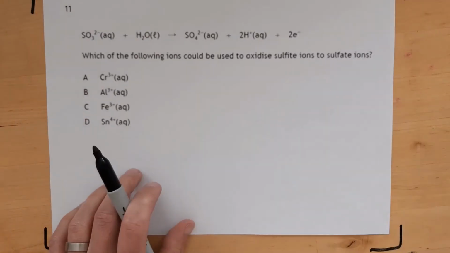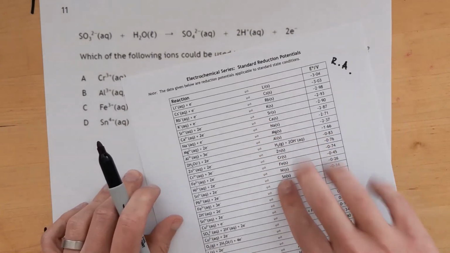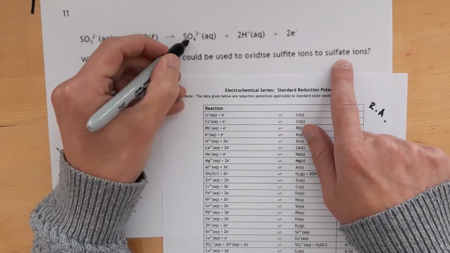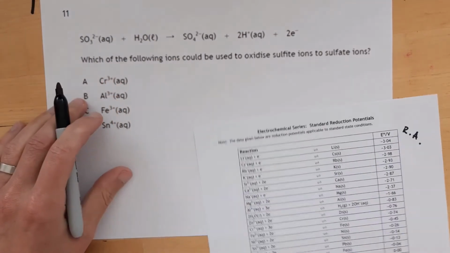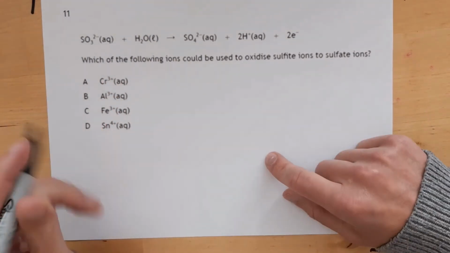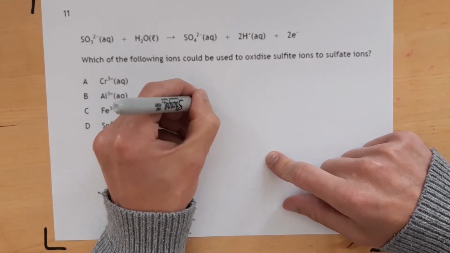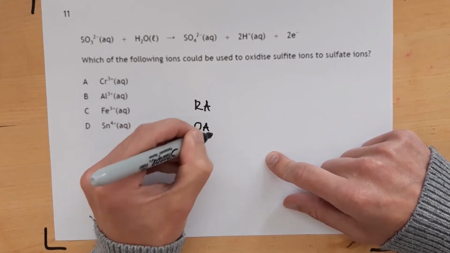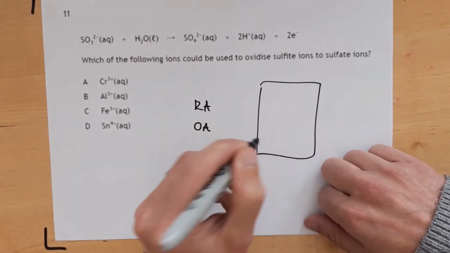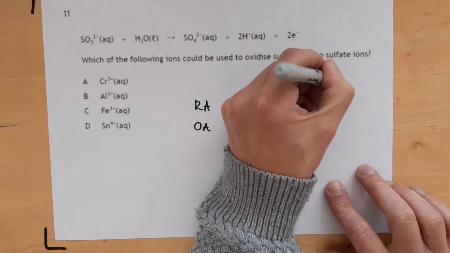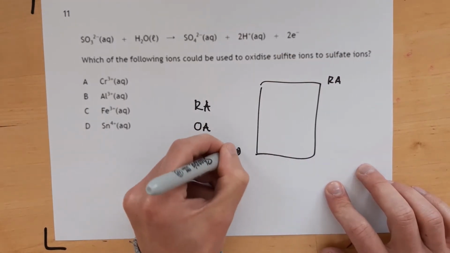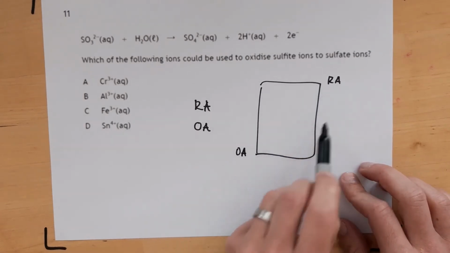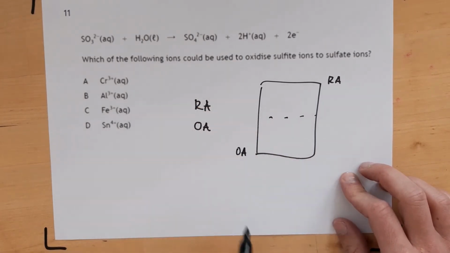Right, last one for this little section. Which of the following ions could be used to oxidize sulfite, that's this, to sulfate, which is this here? So let's remember our rule that our reducing agent needs to be higher than our oxidizing agent. If we sketched our electrochemical series, our reducing agent is over here and our oxidizing agents are on this side here. And we're looking for the reducing agent being higher than our oxidizing agent.